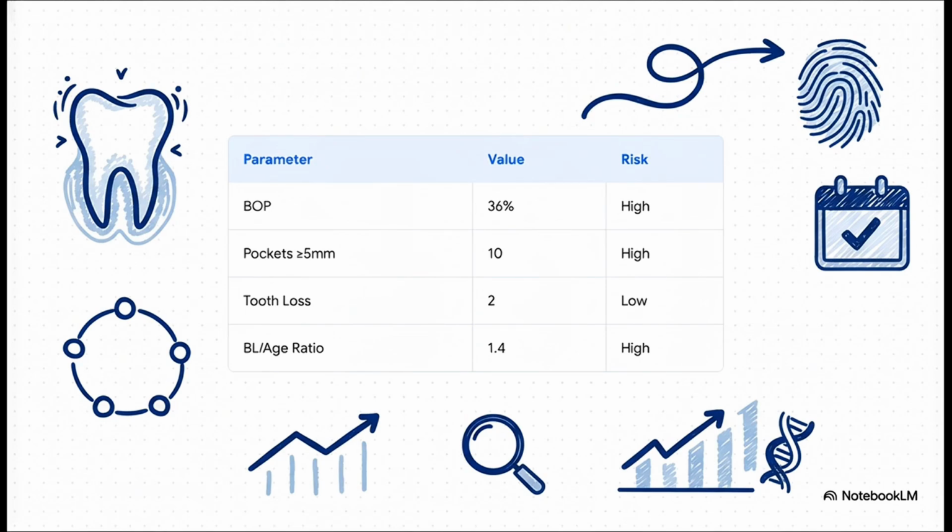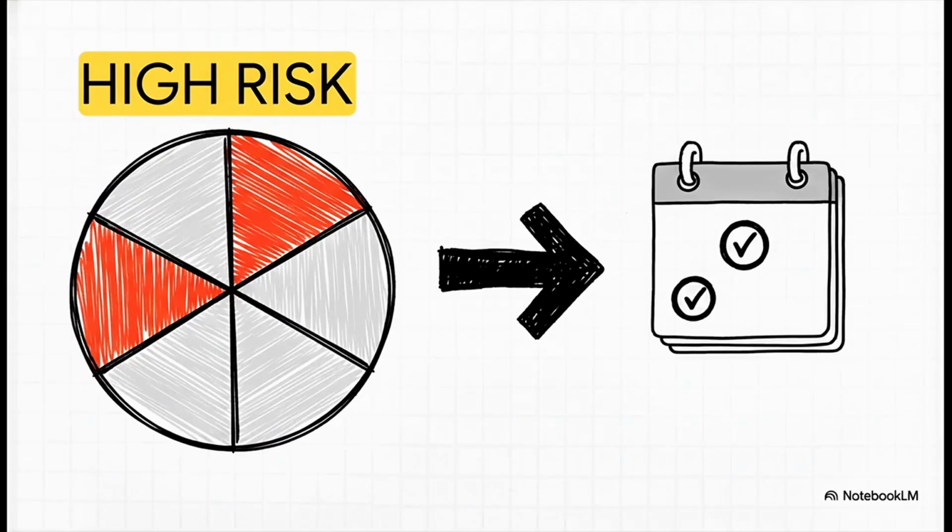But her bone loss to age ratio is 1.4. Wow, that's our 3rd factor in the high-risk category. So what's the verdict? With 3 factors, her bleeding, her deep pockets, and that bone loss ratio all screaming high risk, the conclusion is crystal clear. Remember our rule? 2 or more high-risk factors puts her in the overall high-risk patient category, and that means she absolutely needs a 3-month recall to stay stable.